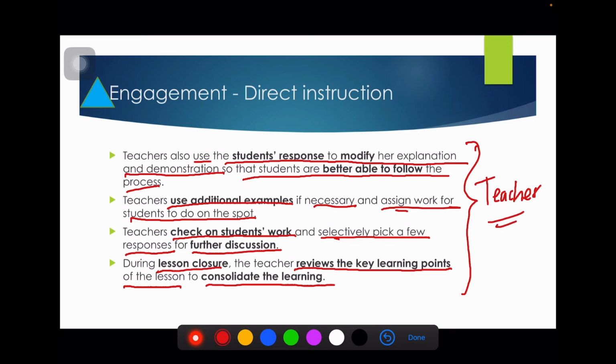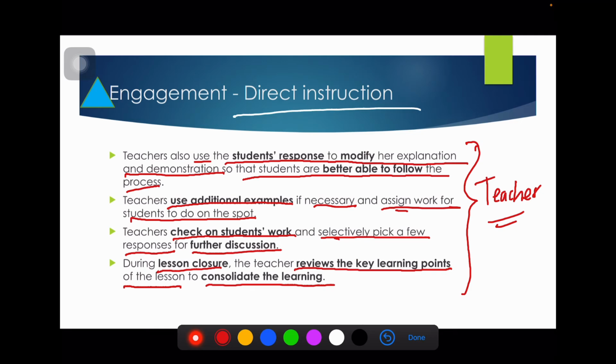Now, it's not wrong for you to use direct instruction. You can use direct instruction if you are pressed for time. If you are pressed for time, that means you don't have the time, you have to finish the syllabus, the final exam is coming. Then you can use direct instruction.